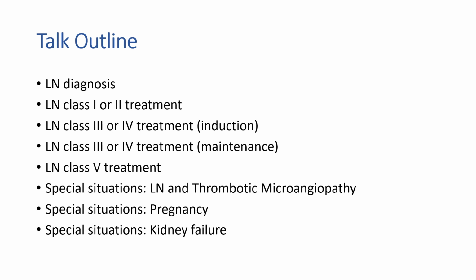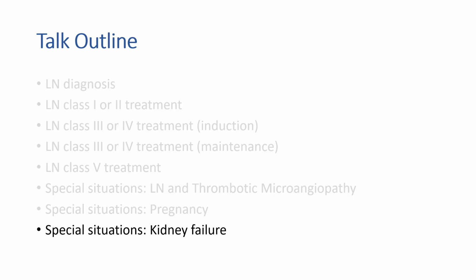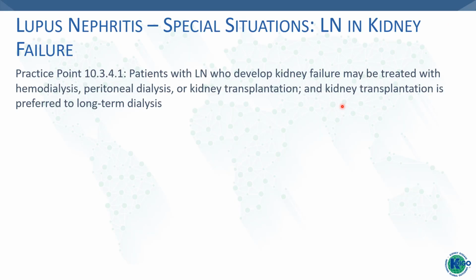Regarding the last special situation, which is kidney failure, patients with lupus nephritis who develop kidney failure may be treated with hemodialysis, peritoneal dialysis, or kidney transplantation, but actually the best preferred method is kidney transplantation, which is preferred to long-term dialysis.